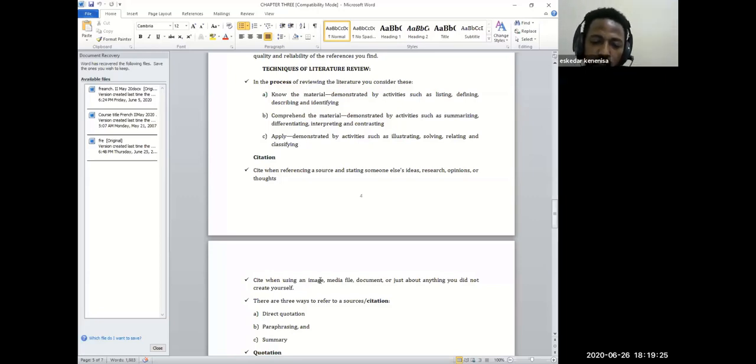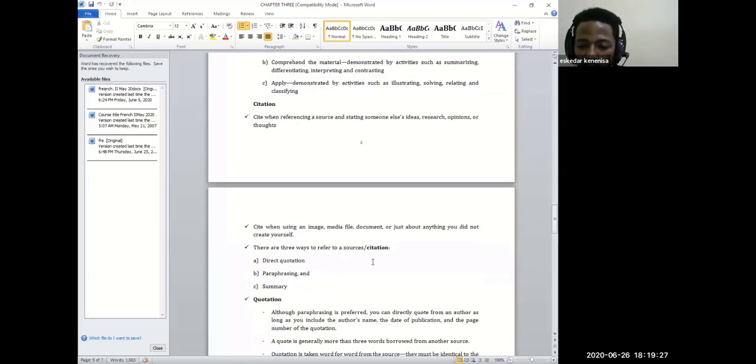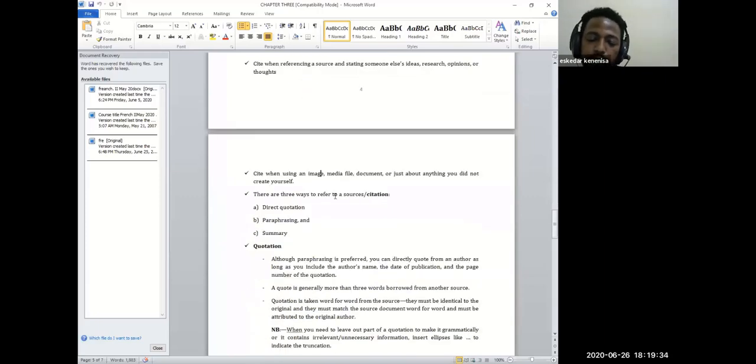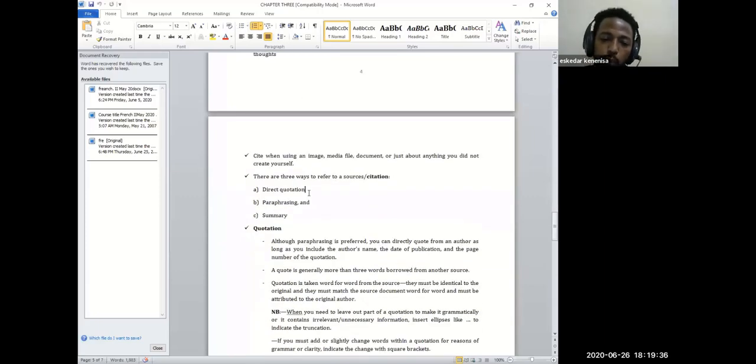There are three ways of making citation in the literature review. The first one is direct quotation.